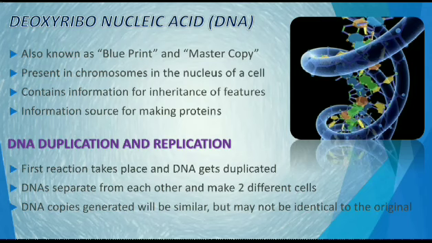DNA has two strands, and both strands are separated from each other, and both strands make their own copies. So the first step is duplication, and the next one is replication. Duplication means separation of the chromosome strands, and replication means formation of the copies, the chromosome with similar copies. Okay, so these are the two things. This one is the basic one.